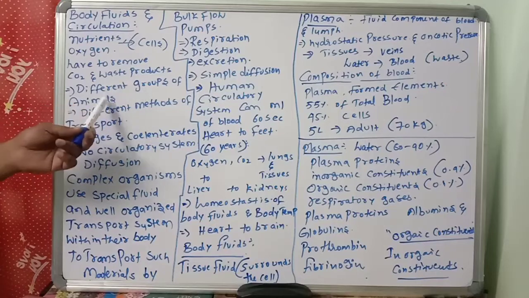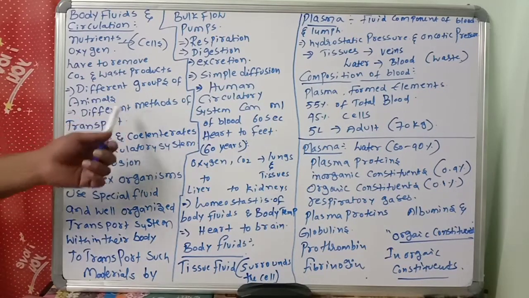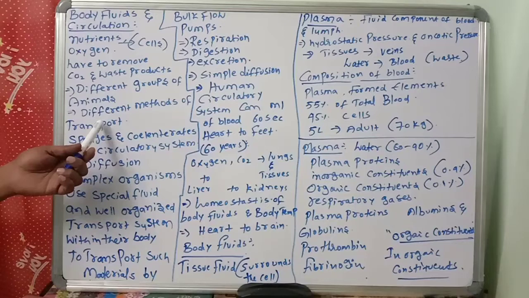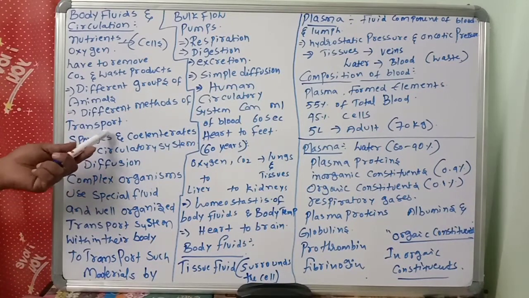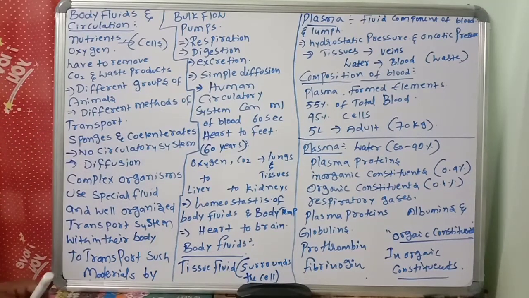So different groups of animals have different methods of transport. Different groups of animals have different methods of transportation. This is important. So how will these different methods be there in different types of animals? For example, you see invertebrates, sponges and coelenterates: a proper circulatory system is not at all there. Then how will they manage?